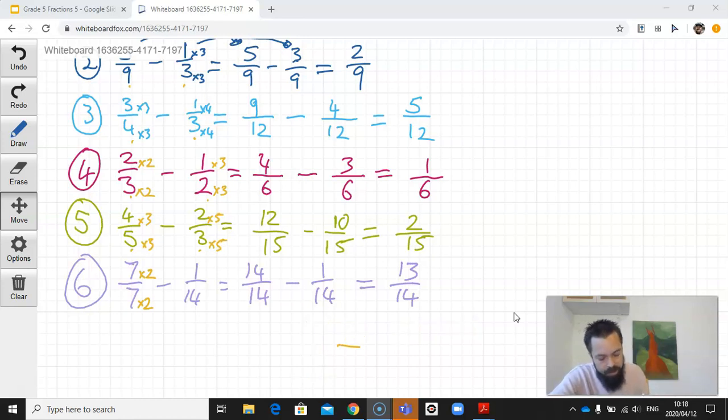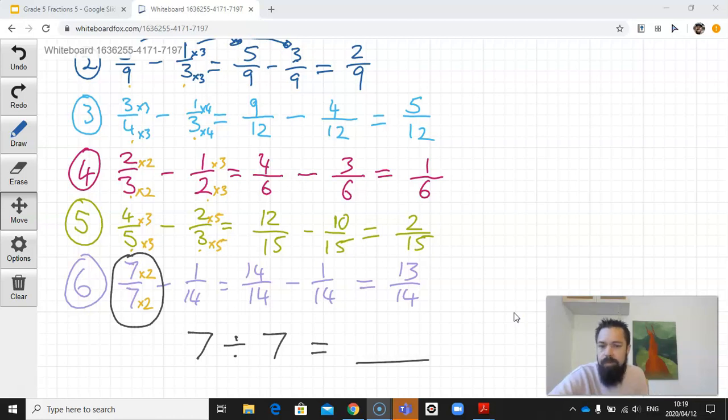I deliberately chose this first one, which looks a little bit different, because it leads on to the next thing that we're going to do this lesson, which we have just enough time for. 7 over 7. And remember we discussed how a fraction bar is the same as division. What is 7 divided by 7? That's right. If you've got 7 things and 7 people, you share them out, they each get 1. So this fraction here is actually equal to 1.